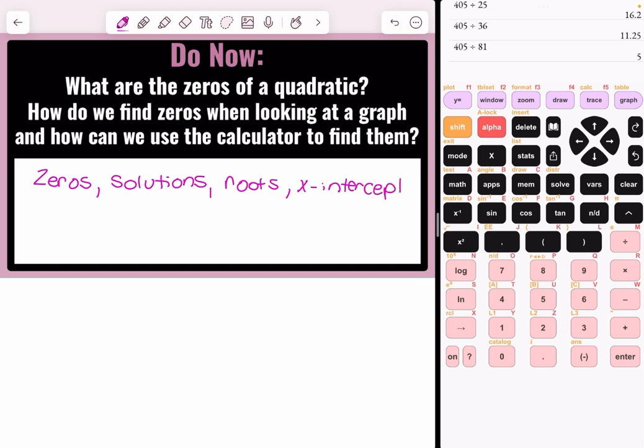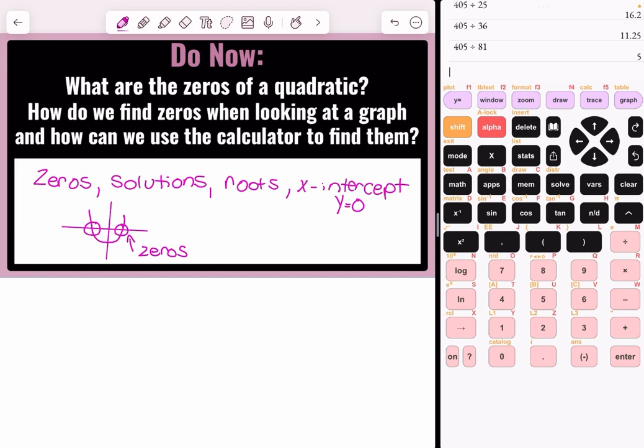Now, what is the x-intercept? The x-intercept is where the graph crosses the x-axis, and you can only cross the x-axis when y is equal to 0. So how do we find the zeros when looking at a graph? Well, you're quite simply looking to see where it crosses the x-axis. These are our zeros.